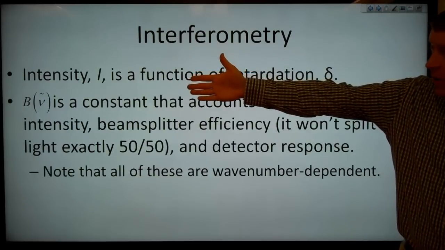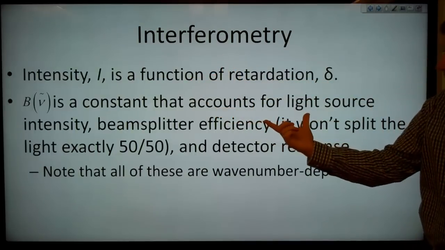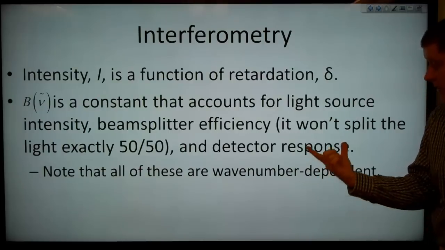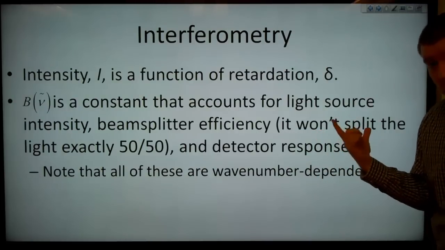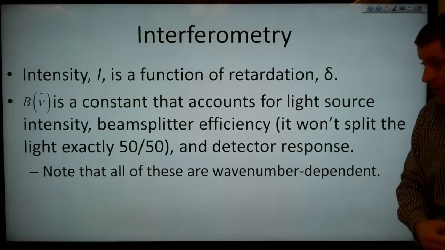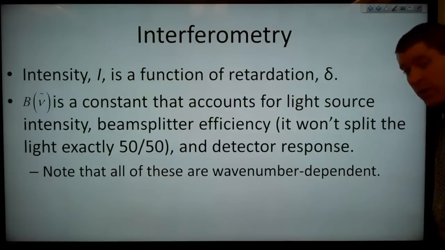And our B there is a constant that accounts for the light source intensity, the beam splitter efficiency, that is, it won't split our light exactly 50-50, and the detector response. And note that all of these are wave number dependent.